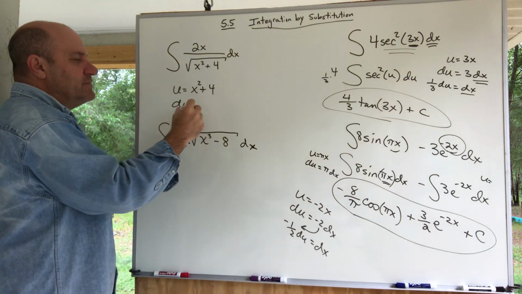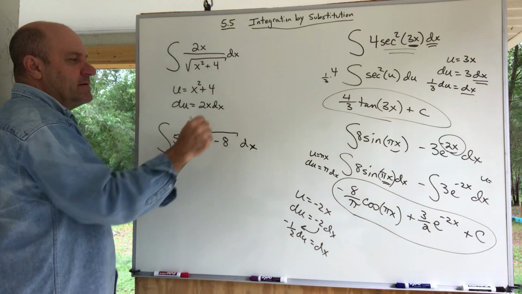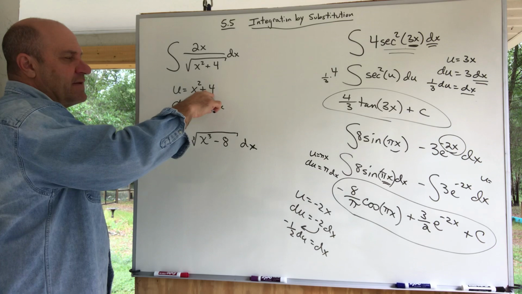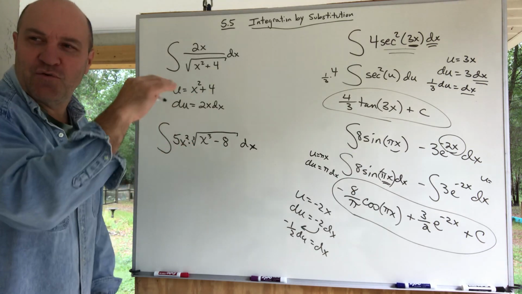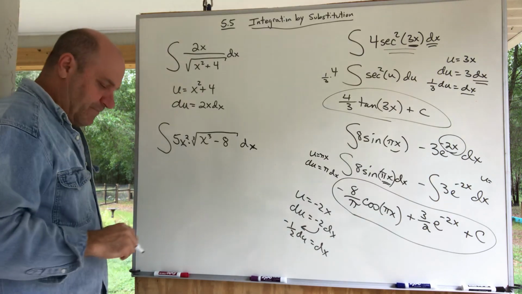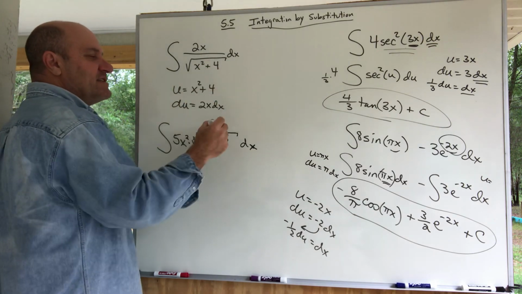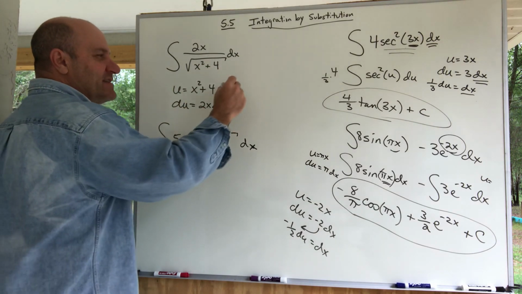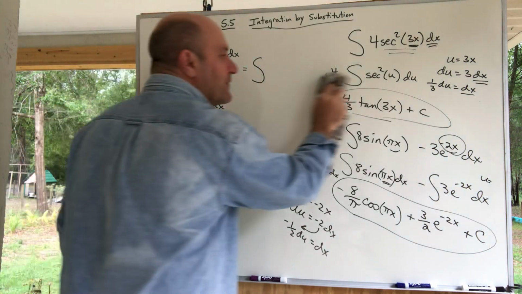Du is the derivative, 2x dx. The derivative of 4 is nothing. In U substitution, you do a derivative right in the middle of an integral here. All right, replace this stuff and see what happens. Now watch this. This is nice. This integral, I'm going to have to get rid of this.